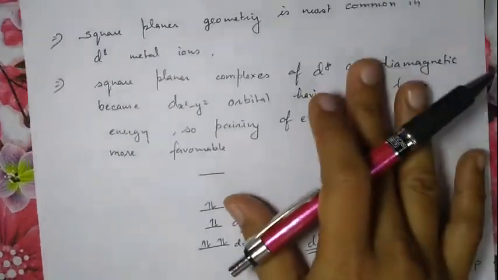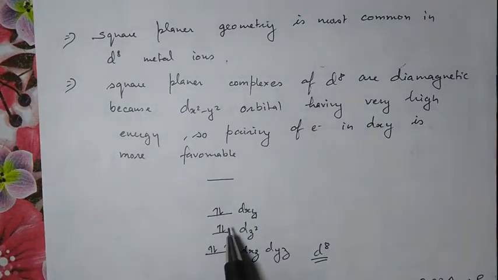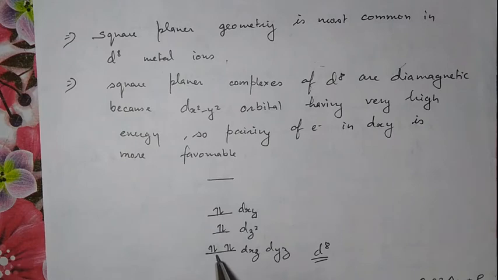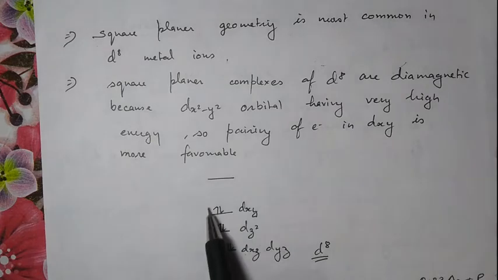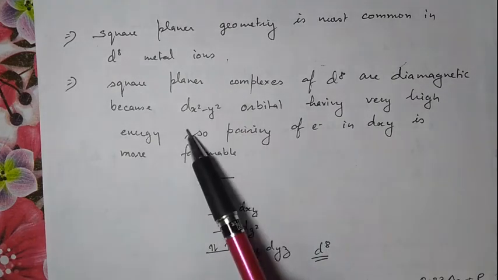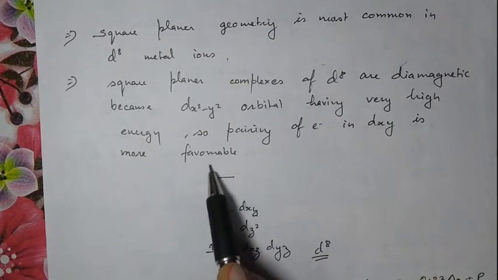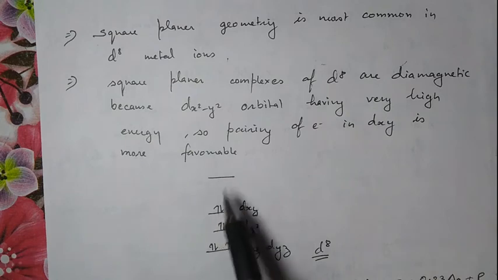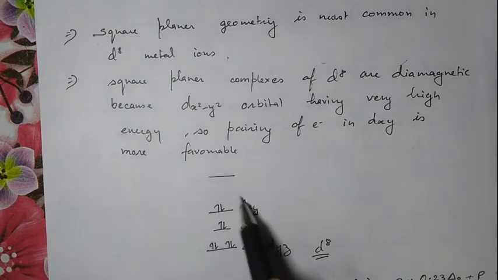Square planar geometry is most common in d8 metals. In this case, 4 electrons are present in the lowest energy orbitals, that is the dxz and dyz: 2 electrons in this orbital, and 2 electrons in this orbital. Square planar d8 complexes are diamagnetic because this orbital has very high energy and no electron is present in this level, and all electrons are paired.